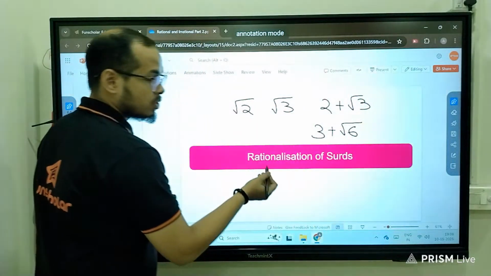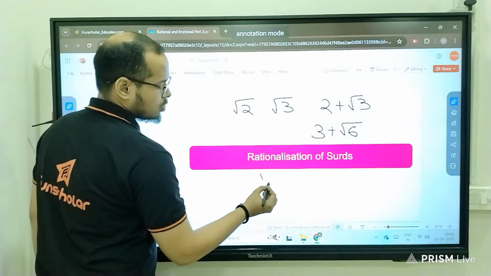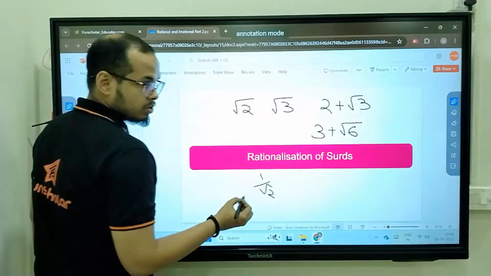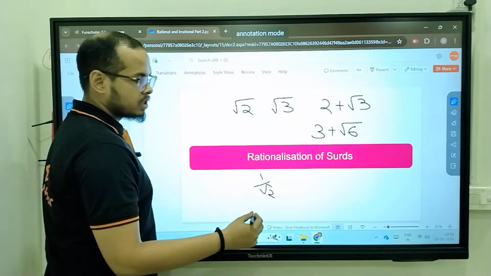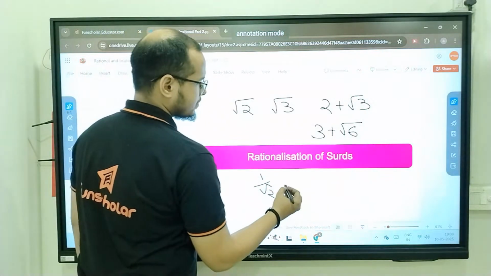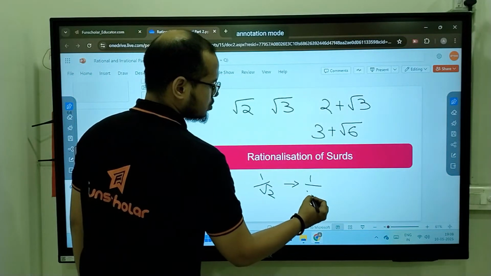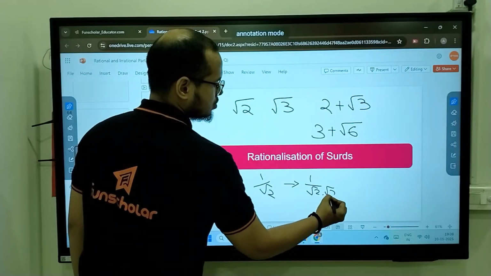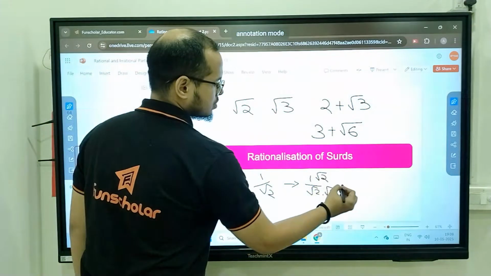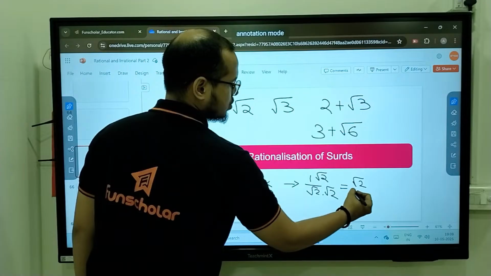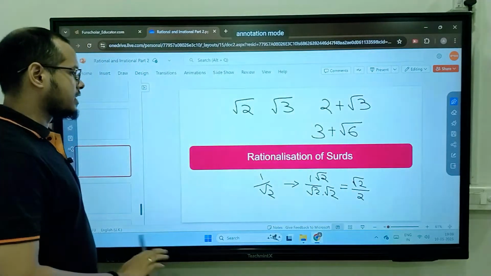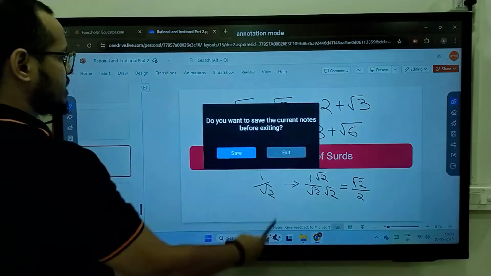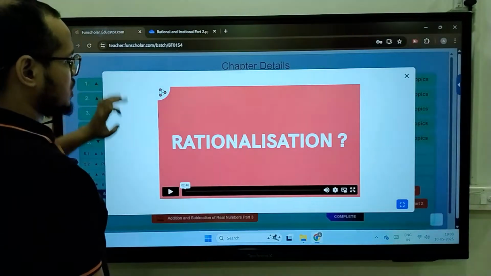And rationalization is what we have already done. What is rationalization? 1 by root 2. When we want to get rid of any irrational number from the denominator, we are going to rationalize this term. So 1 by root 2 into root 2, and in the numerator again a root 2. So we are going to get root 2 by 2. That is how to rationalize surds. Okay, that's it. Now let's watch the video and have a good understanding of what this is all about.